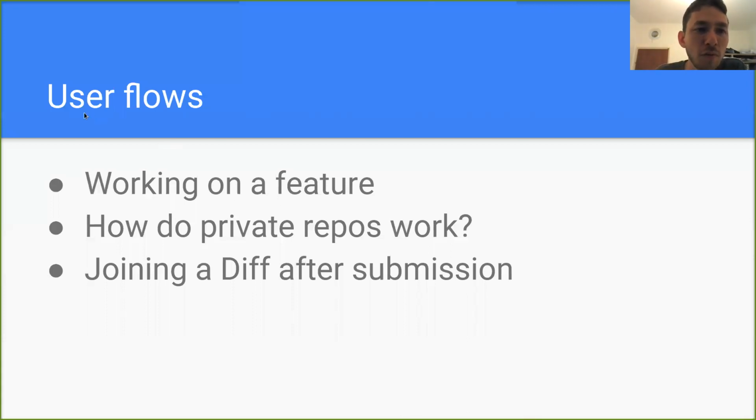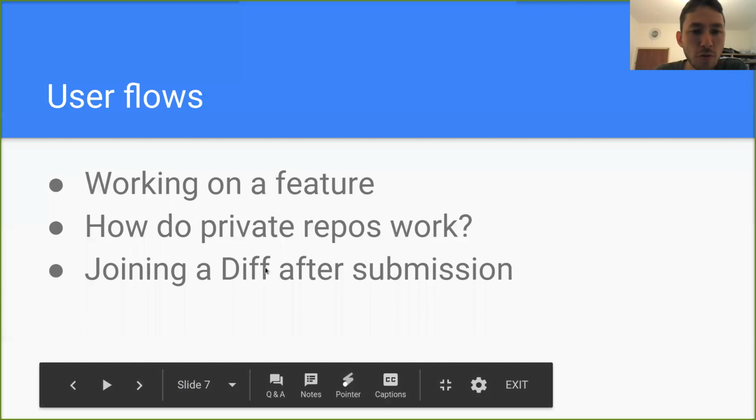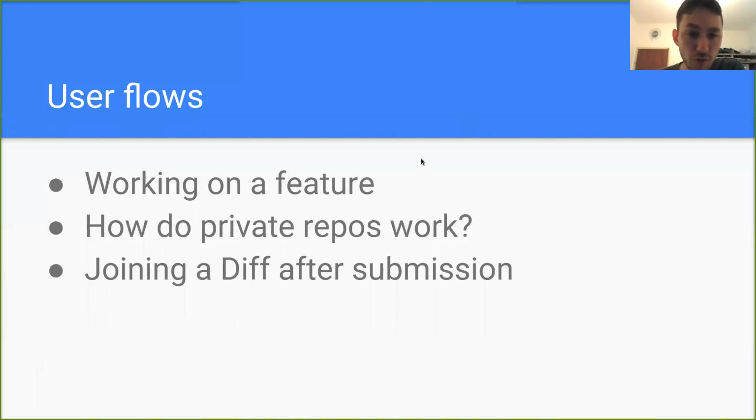So the user flows are working on a feature, how do private repos work, and joining a diff after submission. It's kind of an unusual tool because of the architecture, and it allows these different and special flows in addition to the usual one. But we'll start with the usual one.